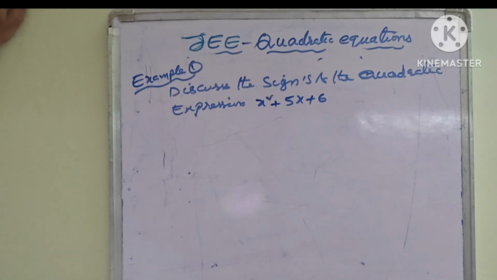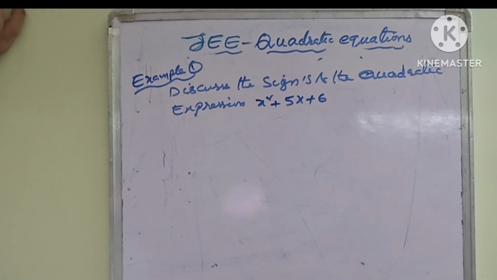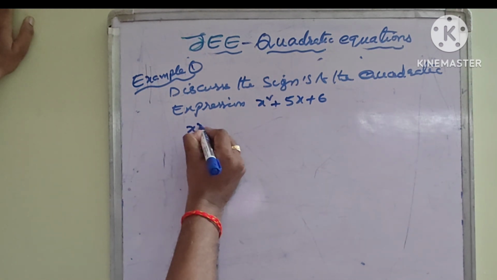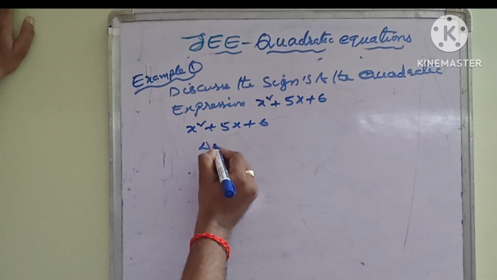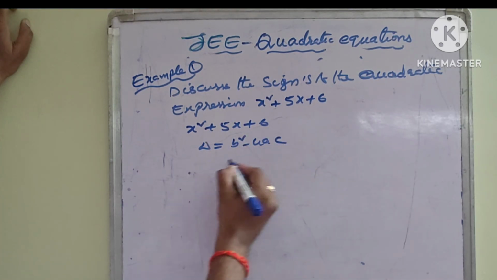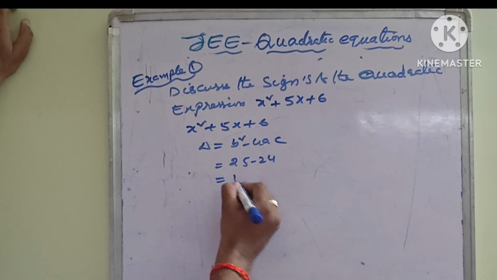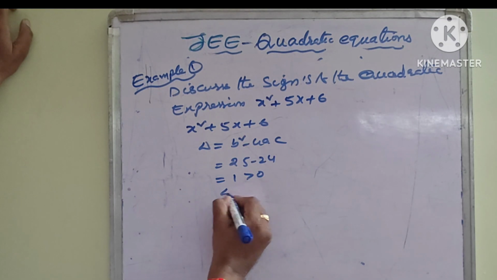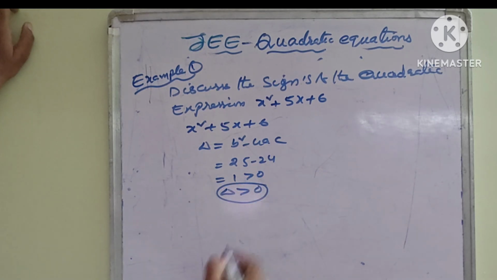So one example: discuss the signs of the quadratic expression x square plus 5x plus 6. First we find D. D means b square minus 4ac. Now 25 minus 24, that is 1. 1 is greater than 0, so D is greater than 0. The condition is D greater than 0.